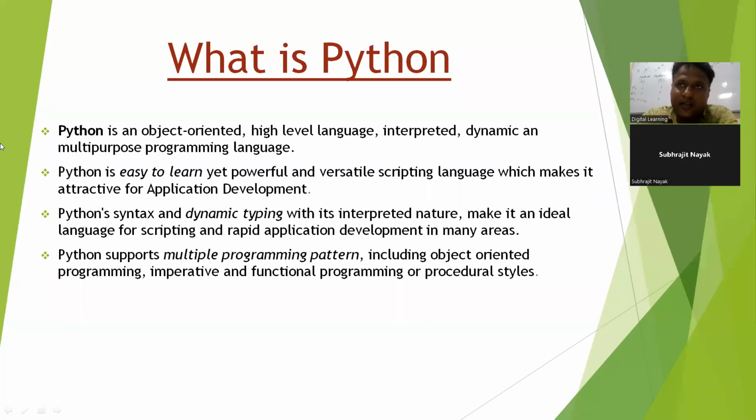Python is an object-oriented high-level language. It is interpreted, dynamic, and multi-purpose programming. Okay, Python is an object-oriented language. So why is it object-oriented? Object orientation means it can enhance the functionality of the program without rewriting the entire code.